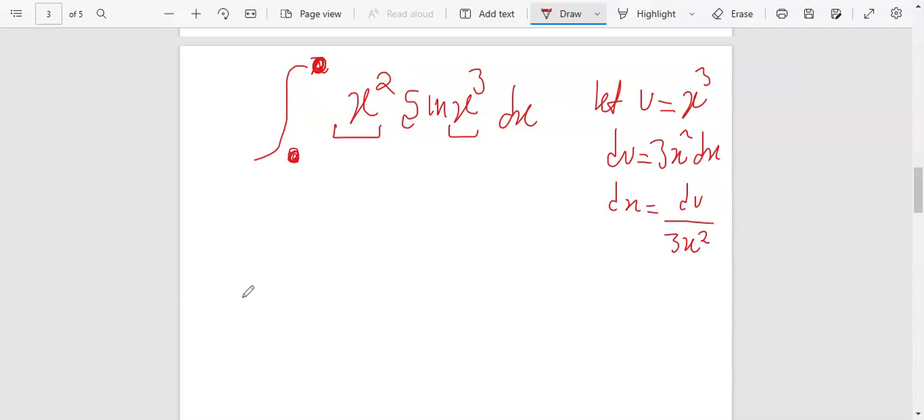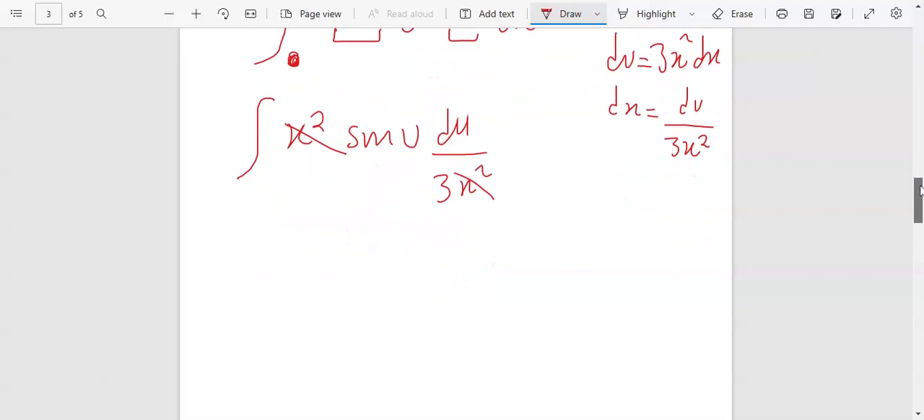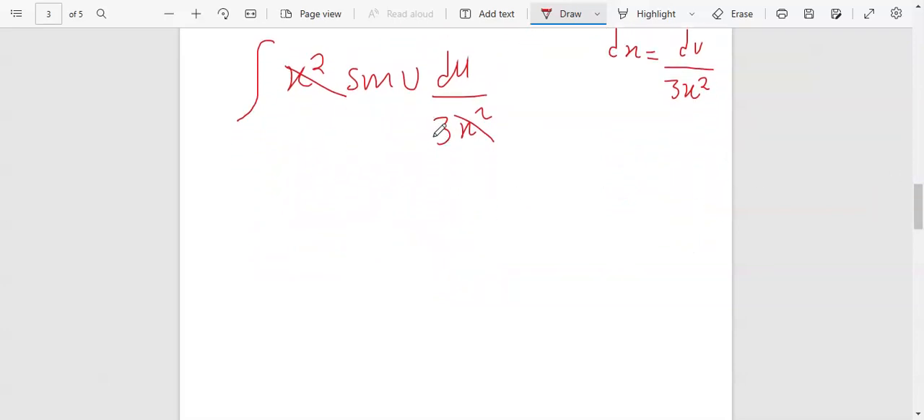All right. So this becomes the integral of x squared sine, but where there was x to the power 3, I'm going to put u. Where there was dx, I'm going to put du divided by 3x squared. And then x squared will cancel with the x squared. Okay, and then again, I'm going to take the 3, which is in the denominator, outside the integral, since it's a constant. Going to have integral of sine of u du.